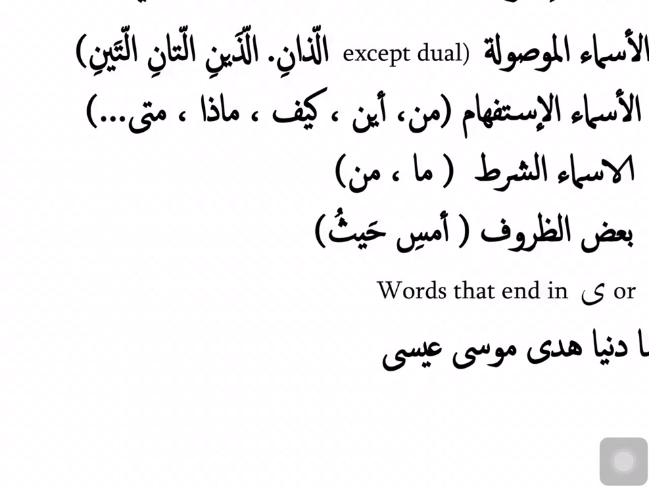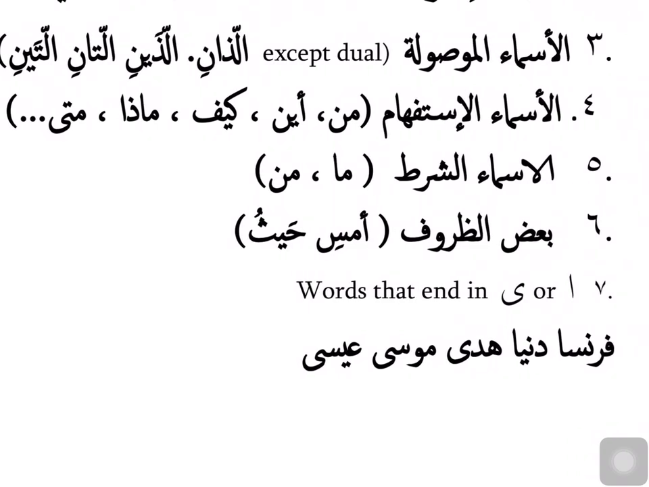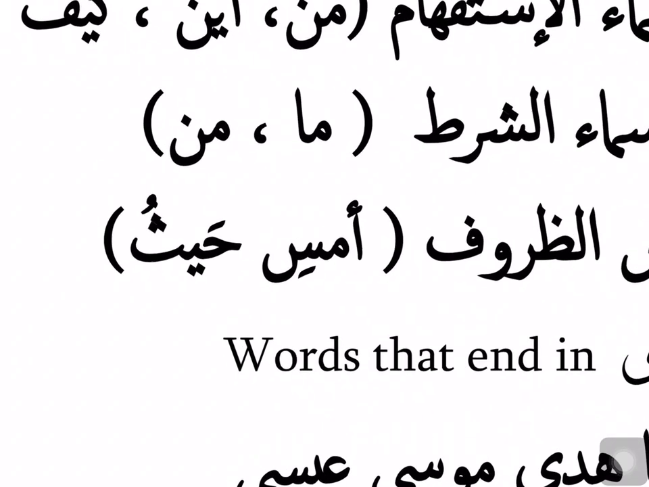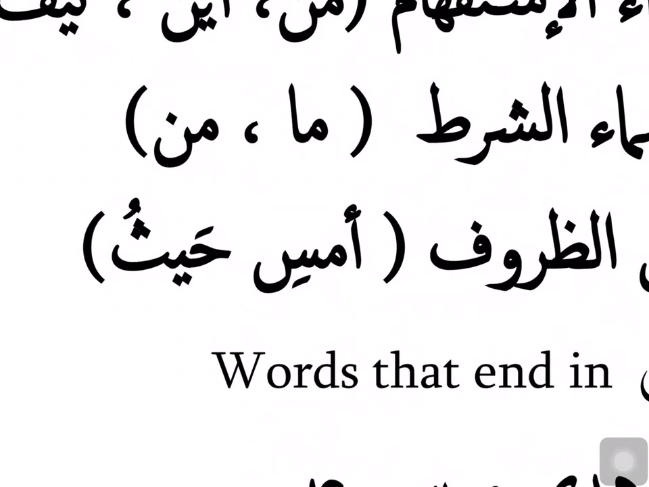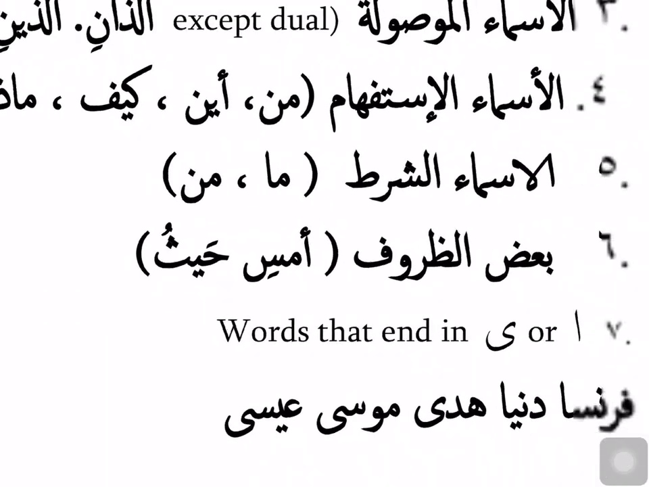Then some dhuruf are mabni. If you remember, zarf is an adverb of time or place, and some of them we are saying are mabni, and we have two examples here, amsi, which means yesterday, and haythu, which means wherever. These are mabni. You will always see a kasra on the sin in amsi. It does not mean this is in jar state. You will also always see a dhamma on haythu. It does not mean it is in raf status.